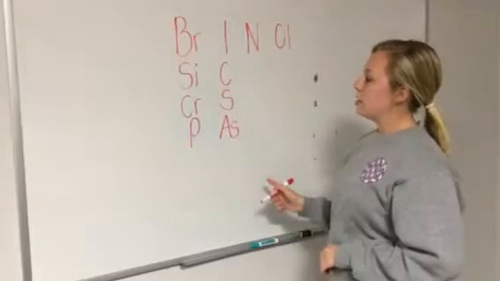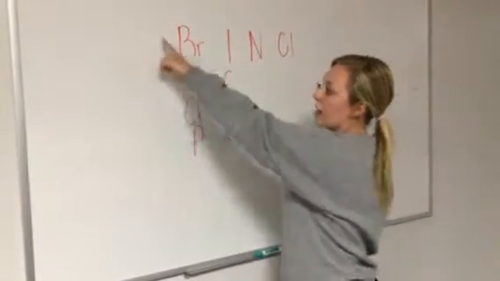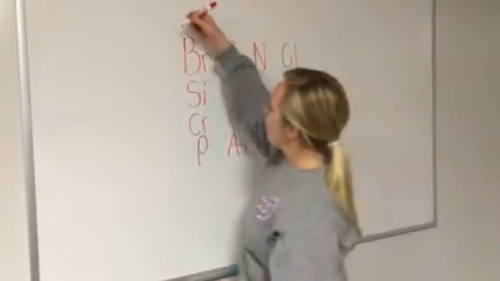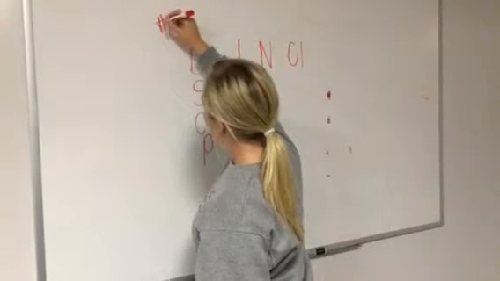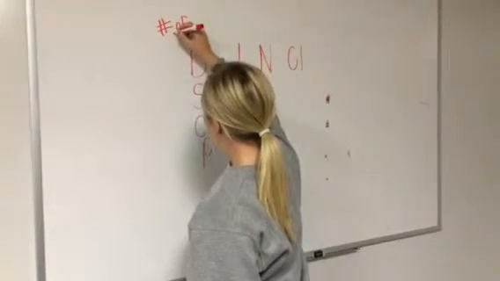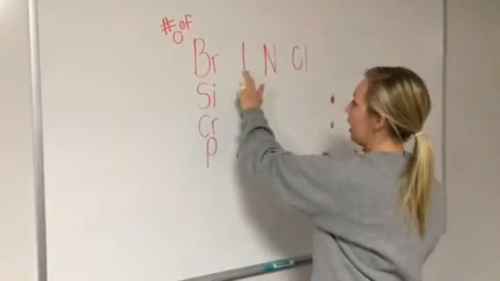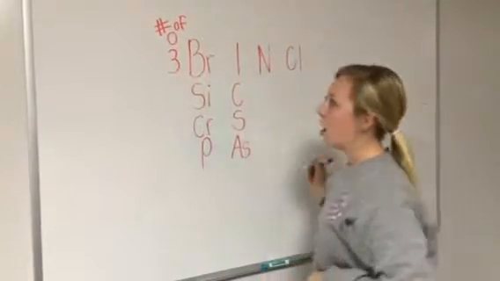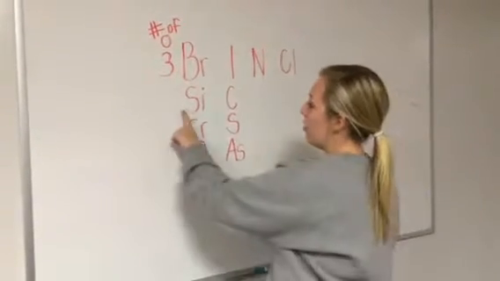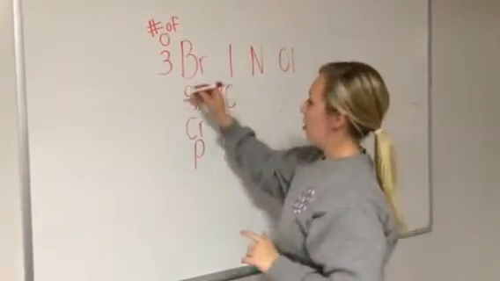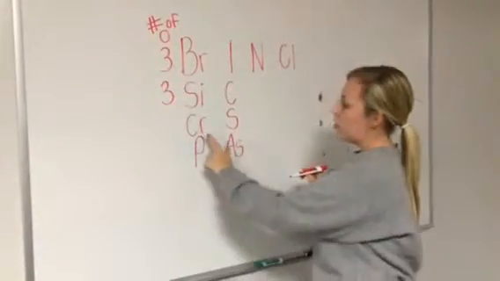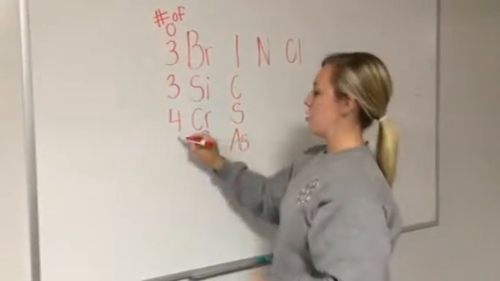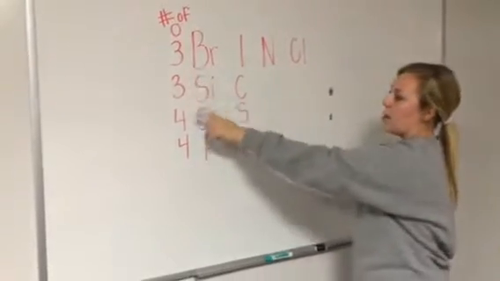Okay, so after you have these written down, you are now going to come to the left side and put the number of oxygens that go with each. With the bromine, iodine, nitrogen, and chlorine goes a 3. So all these have 3 oxygens in their polyatomic ion. And then silicon and carbon also have 3 oxygens. And then chromium and sulfur will have 4, as well as phosphorus and arsenic. So 3, 3, 4, 4.